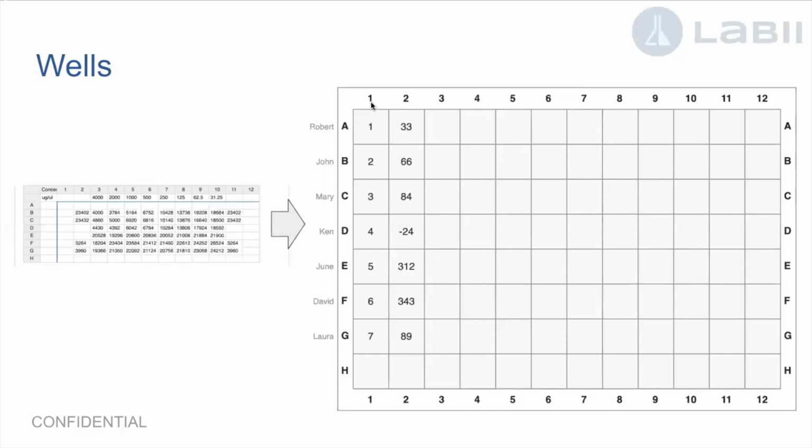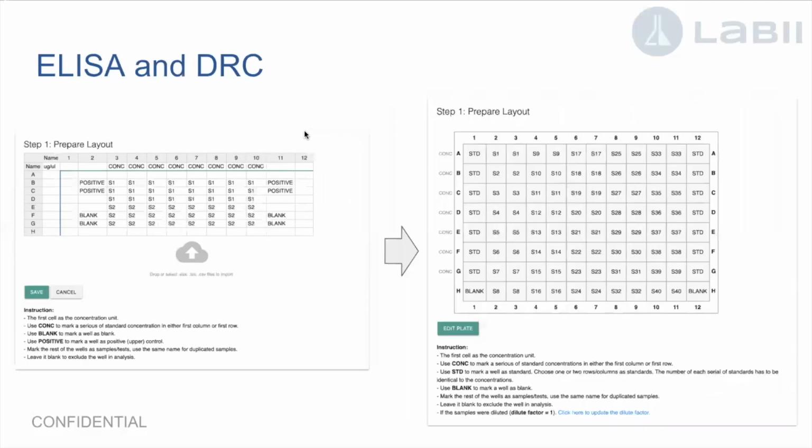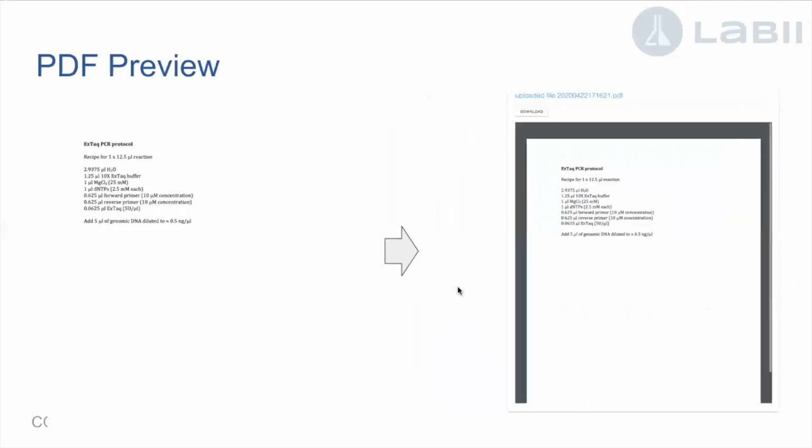And then currently we support all well plates: 6, 12, 24, 48, 96, and 384, so it gives you this kind of layout. Similar to the ELISA and dose response curve, the layout is all changed. So you can just click edit plate to change it, and it will give you a very nice display directly.